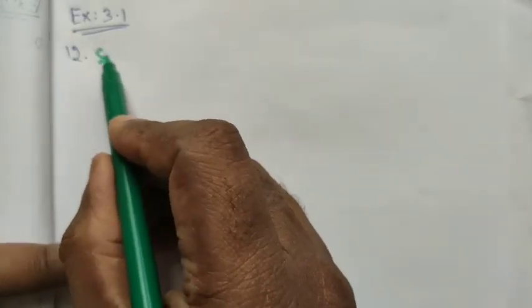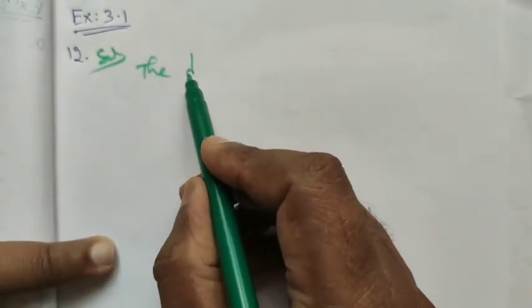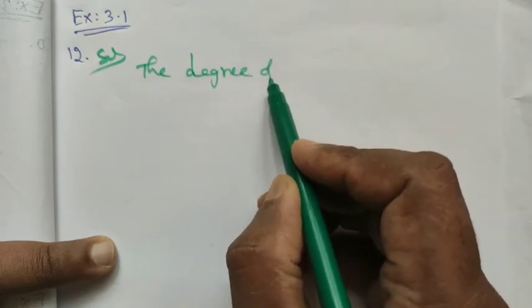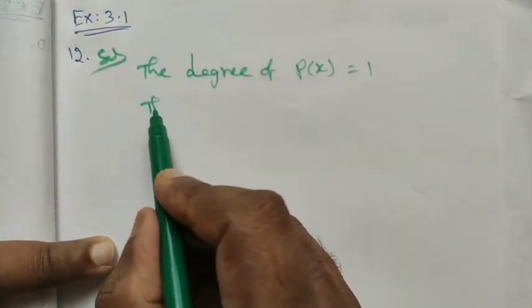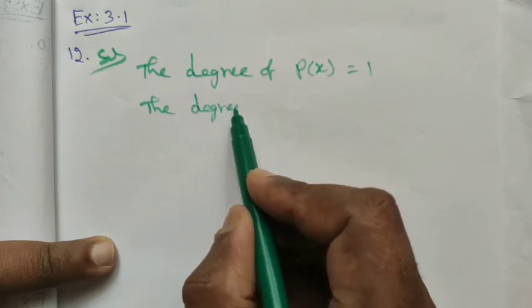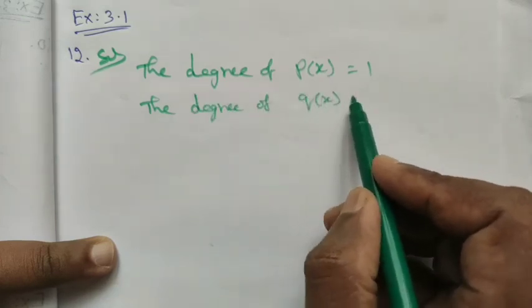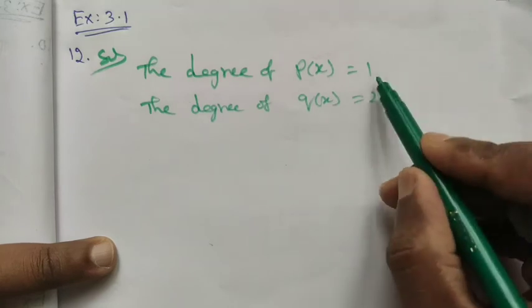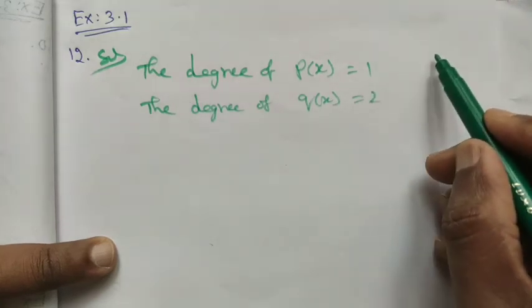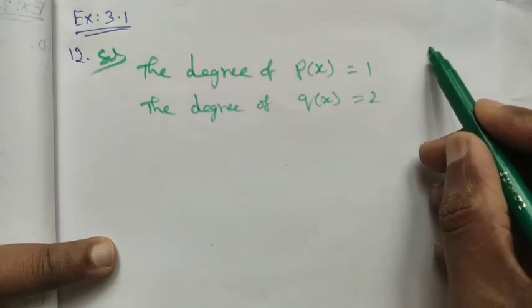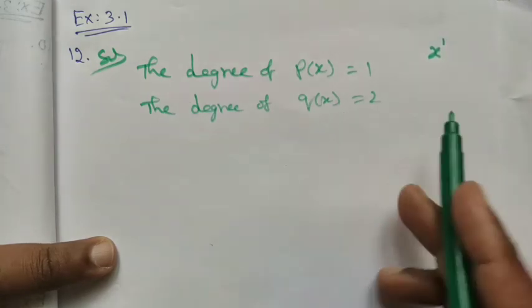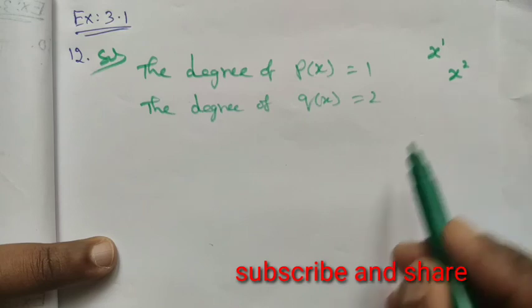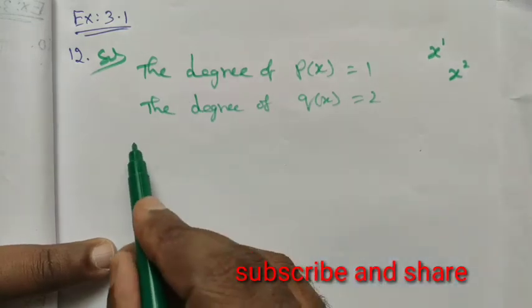See, solution: the degree of p of x is 1, then the degree of q of x is equal to 2. Imagine, when we get degree 1, the variable has the power 1, so x power 1, right? When we get degree 2, the variable has the power 2, the same variable.